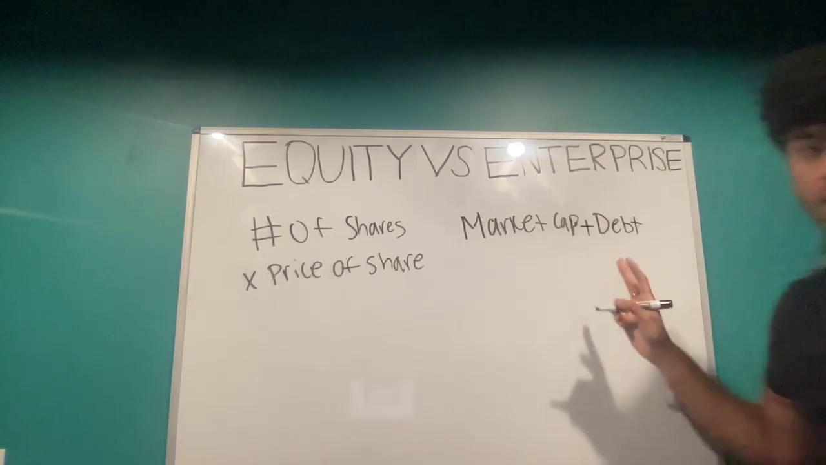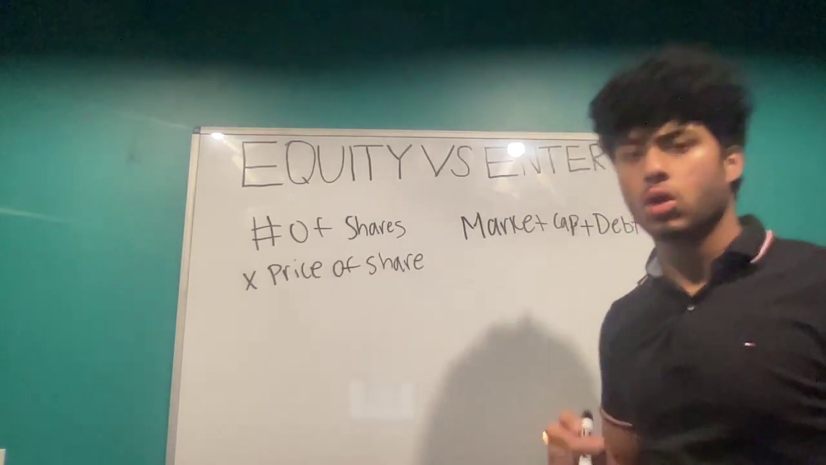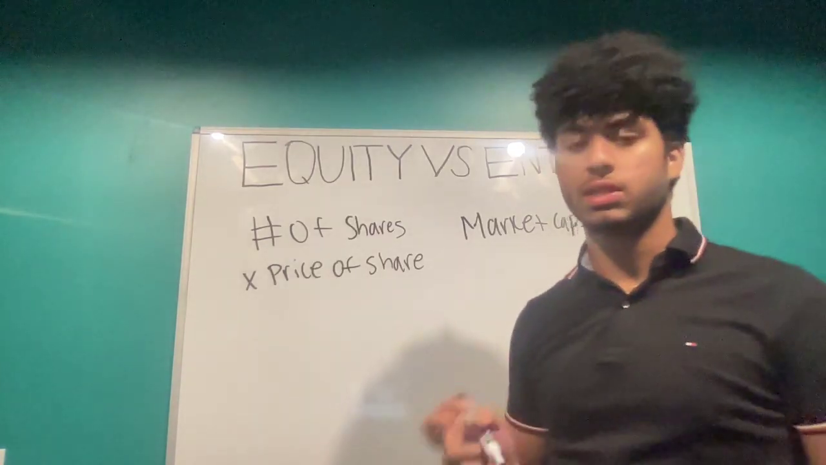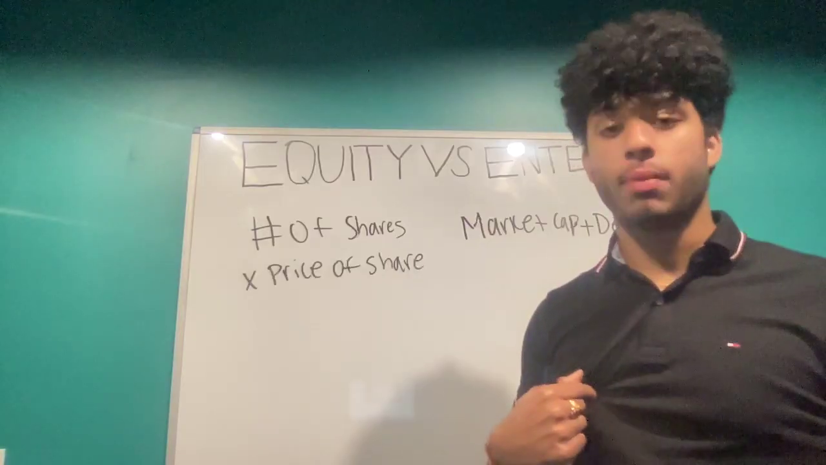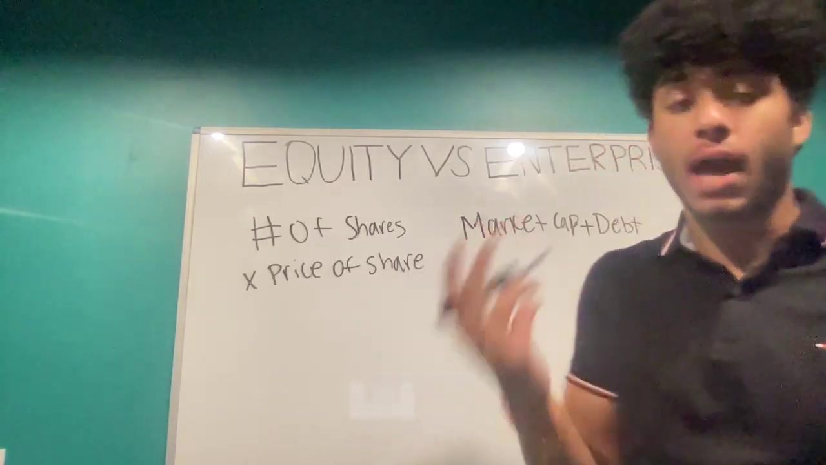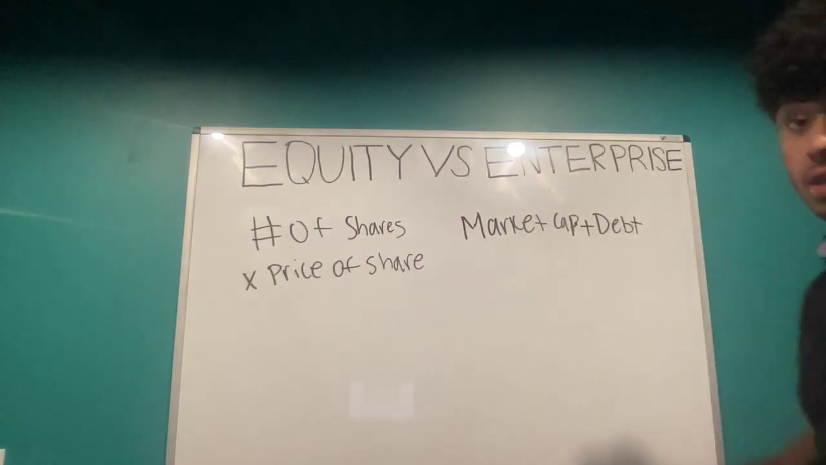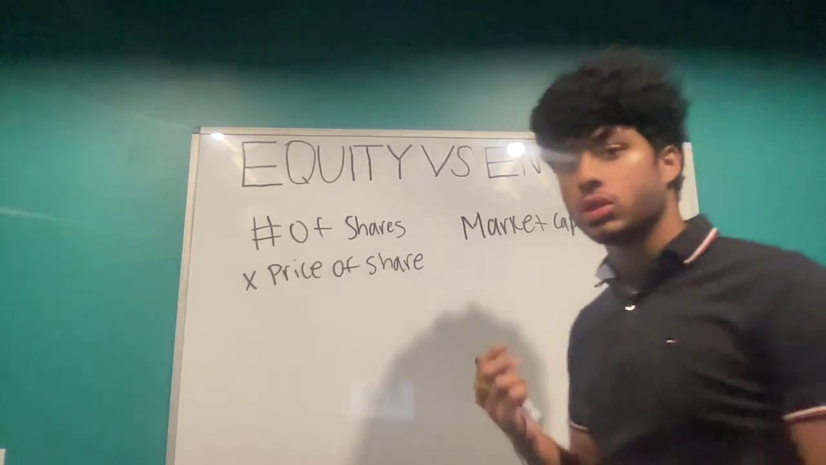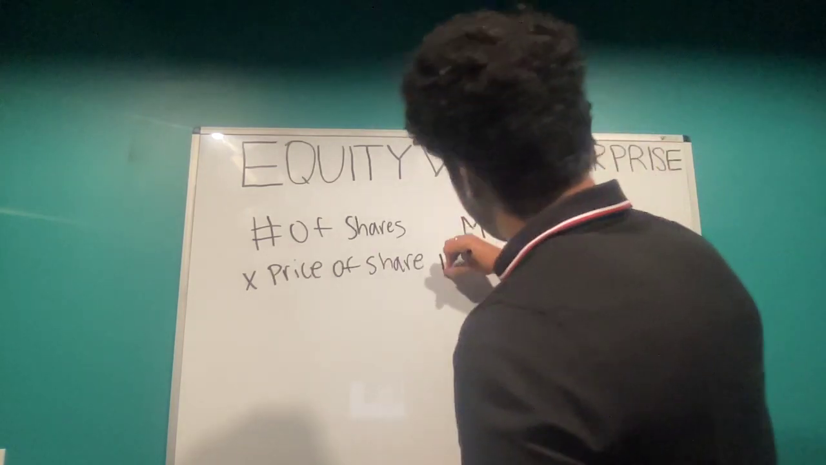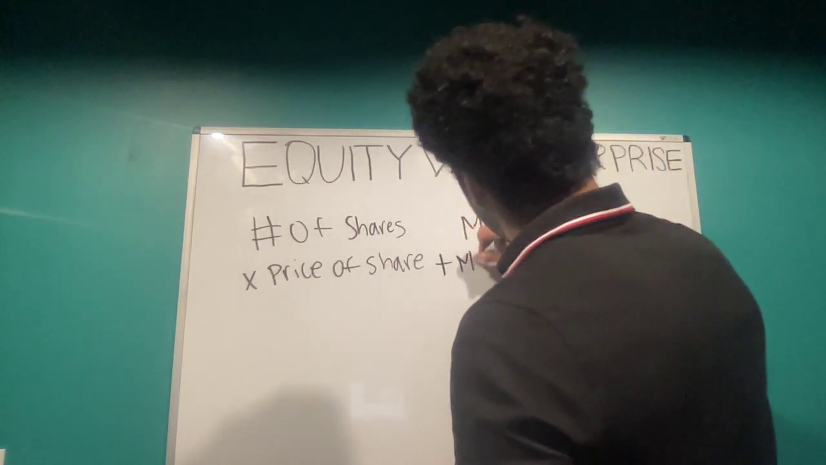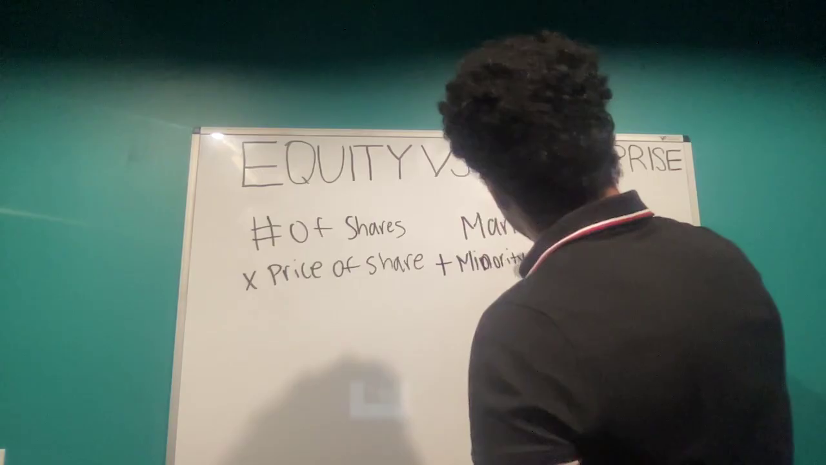And the reason that we add debt is because if I were to buy a company, say that company owes $1,000 to debt holders because it needed to issue debt to raise capital, I, as the now primary owner of the company, would be liable for paying that $1,000, which is why we include debt when we are calculating the true value of buying the corporation. Now, the next thing is we need to add minority interest.